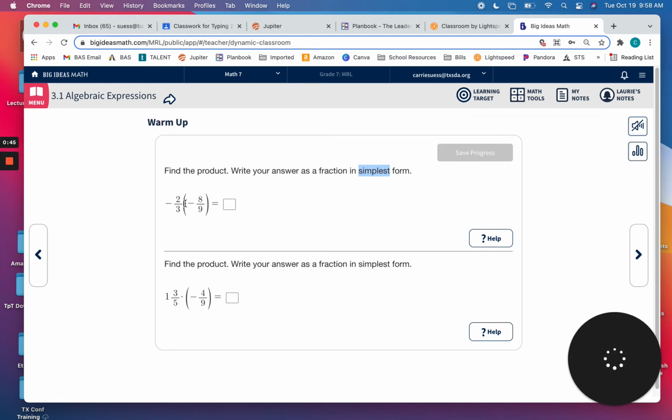This one is negative times a negative, so your answer is going to be positive. Very good. This one's positive times a negative, your answer is going to be negative. Good job. Go ahead and do that multiplication.